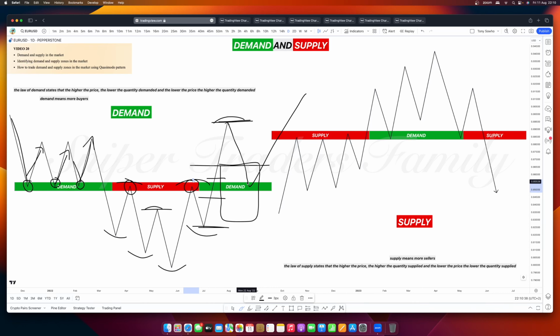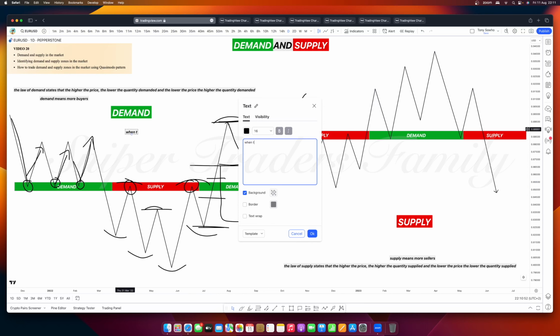Okay, that's it. So more buyers are going to buy at an area where we have more buyers. Let us put that into writing. Okay, when trading demand areas in the market, it is important to know that more buyers are going to be looking to buy at an area where there has been evidence of more buys in the past. That's it.